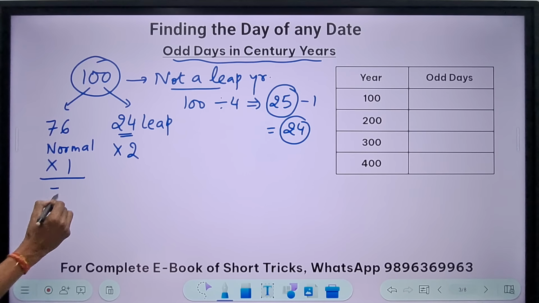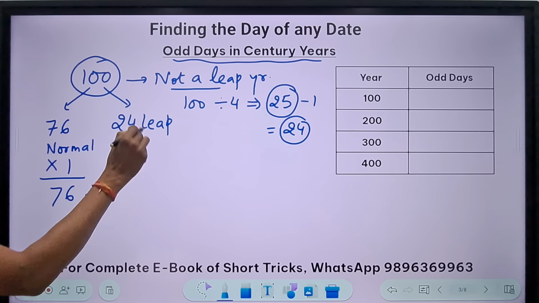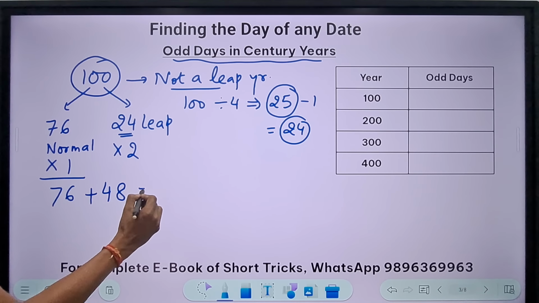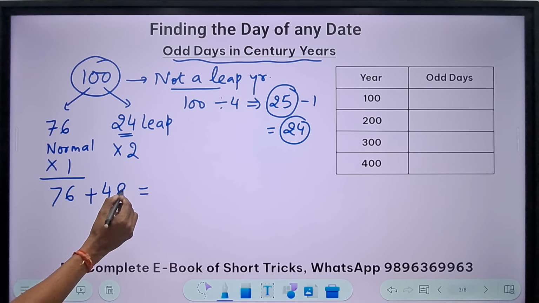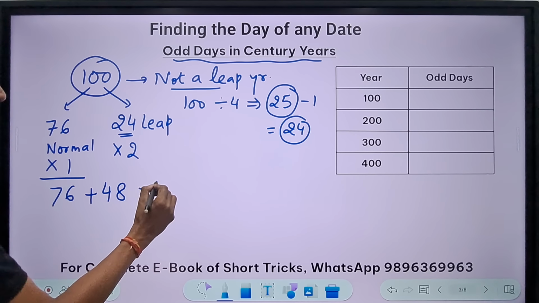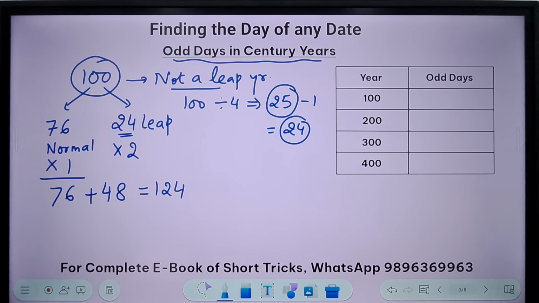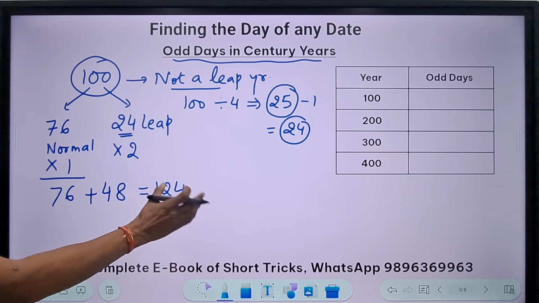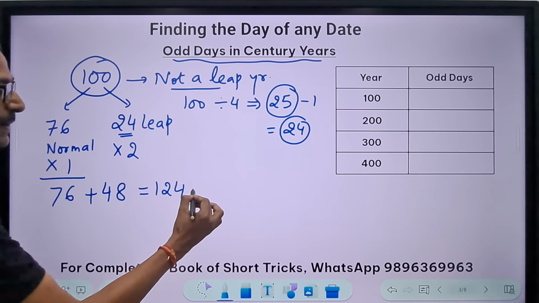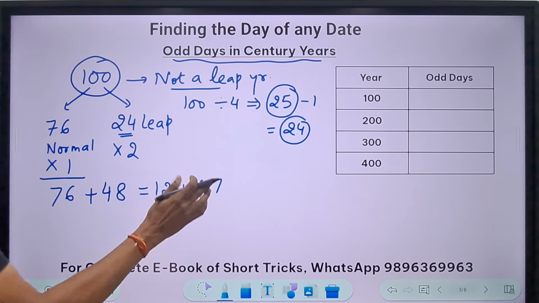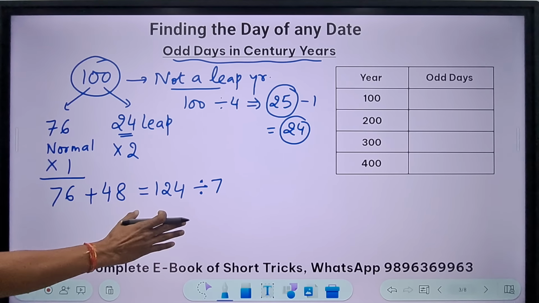So in all you will have 76 plus 48, that is 100, and this is 14 plus 110, 124, right? So 124 odd days. But I told you, whenever you get a number which is more than 7, just divide this by 7 and find the remainder. That will be the total number of odd days.